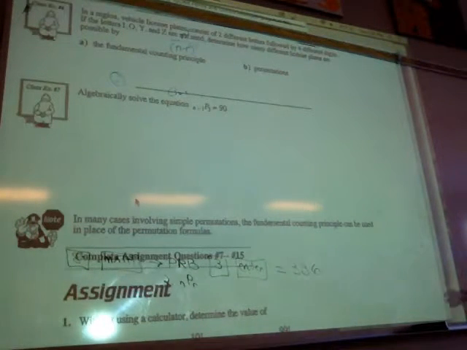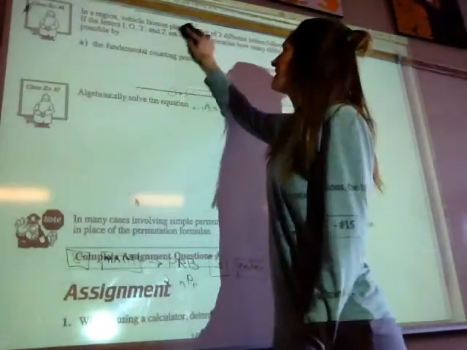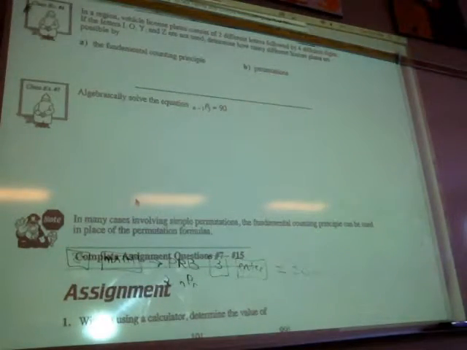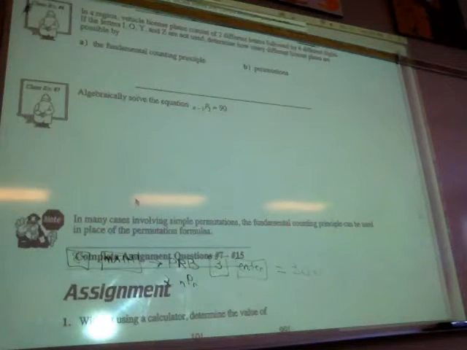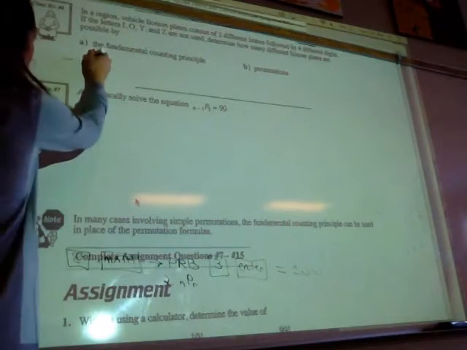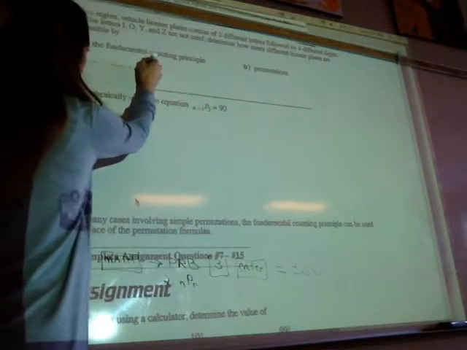calculator. Alright, in a region, vehicle license plates consist of 2 different letters followed by 4 different digits. The letters I, O, Y, and Z are not used. Determine how many different license plates are possible. First, we're going to use the fundamental counting principle. So 2 different letters, and then we have 4 digits.